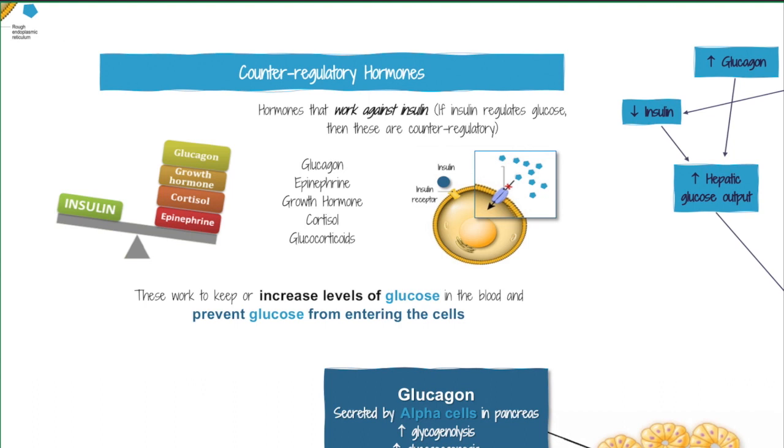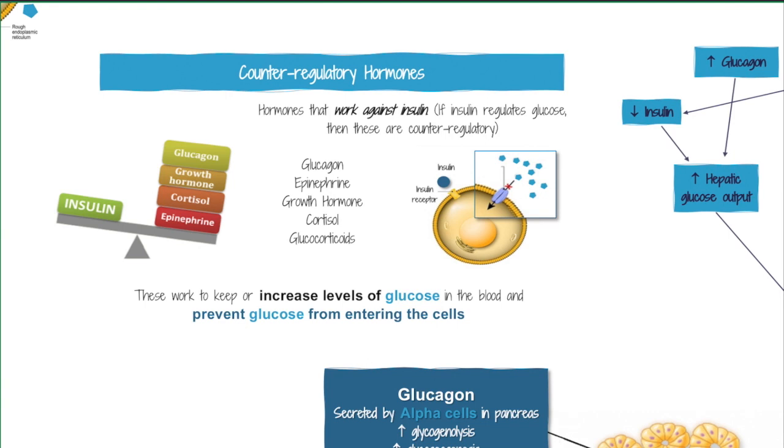Now that we have a really good understanding of what insulin does in the body, we can talk about the counter-regulatory hormones. So counter-regulatory hormones are exactly what you think they would be. They are hormones that work against insulin in the body. So if insulin's main job is to take glucose out of the blood and either use it or store it, then the job of these hormones is to increase the amount of glucose in the blood.